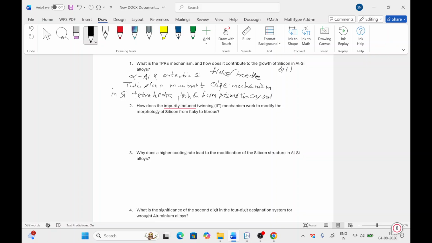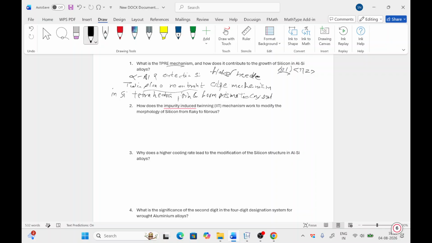So two tetrahedra join to form the silicon nuclei, and the growth of this silicon nuclei happens along the 112 direction. Okay, so in this 112 direction, the silicon atoms attach and create flake or needle shape particles. So this is the TPRE mechanism. First is the twin plane reentrant edge. So twin plane is the 111 plane where two tetrahedra join, so the base of the tetrahedra is the 111 plane.